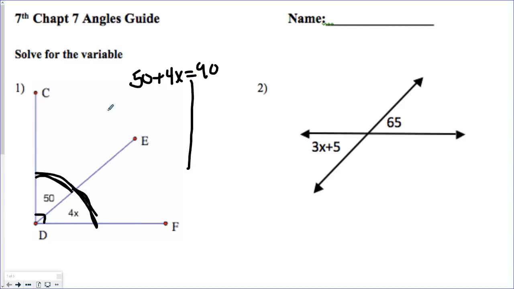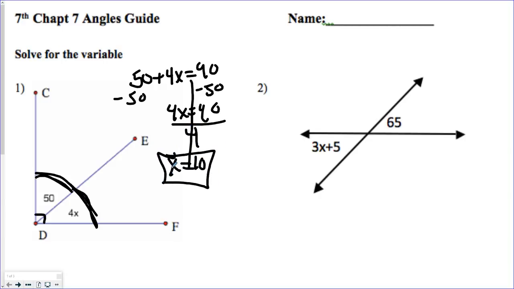So I just solve for that equation. Subtract 50, subtract 50. You get 4x is equal to 40. Then you divide by 4, and you get x is equal to 10. And there's your answer. So again, you have to use the geometry of the picture to help you out. And usually the angles are either going to add to get some target number, in this case 90, or they're going to be like number 2.